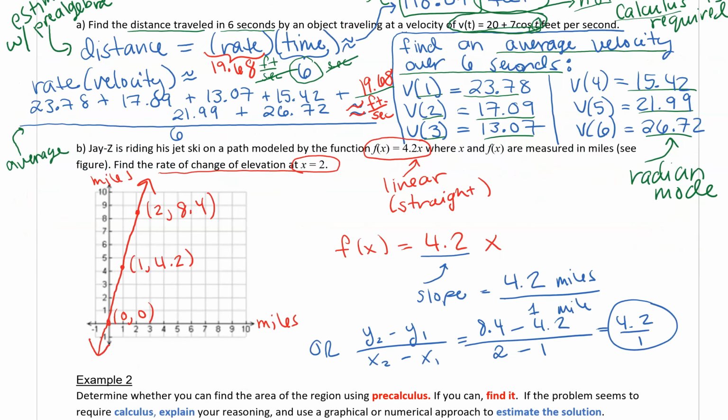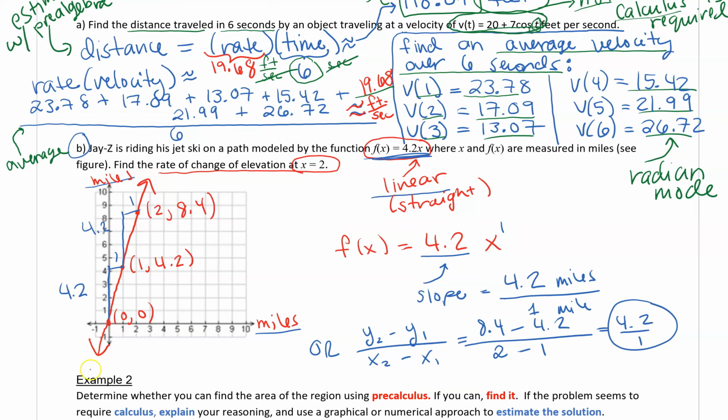Now in part B of this You Try, we see that JZ is riding his jet ski on a path modeled by this function, which doesn't make any sense in real life, but anyways, where x and f of x are measured in miles. So I've got miles on my horizontal axis and miles on my vertical axis. So this is a linear function, right? x is to the first power. So this line is just going to go straight up, just like that. So it goes up 4.2 miles for every 1 mile that it goes to the right. And then up 4.2 miles for every 1 mile it goes up.